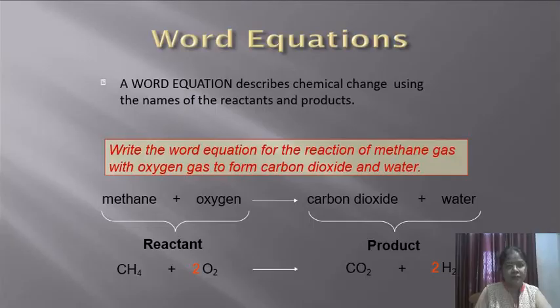Now, how to represent a chemical reaction? In earlier classes, you have learned that a chemical equation could be represented in the form of words, in the form of chemical names. Like methane reacts with oxygen to give carbon dioxide and water. Here you have simply written the chemical names of the substances, where methane and oxygen are the reactants and carbon dioxide and water are the products.